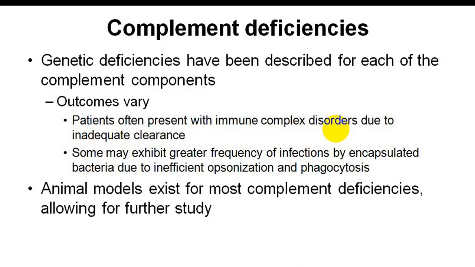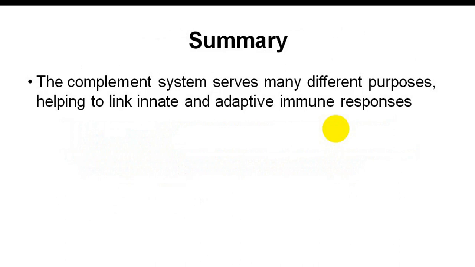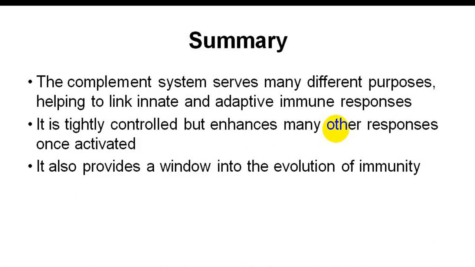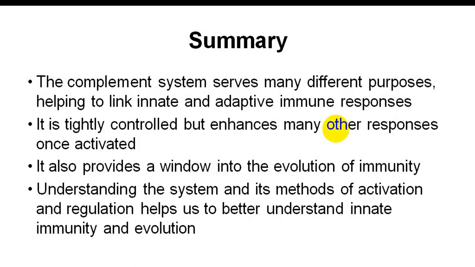So to summarize this regulation as well as the complement chapter, the complement system serves many different purposes and helps to link innate and adaptive immune responses. It is tightly controlled but enhances many other responses once activated. The complement system provides a window into the evolution of immunity. Understanding the system and its methods of activation and regulation helps us to better understand innate immunity and evolution.